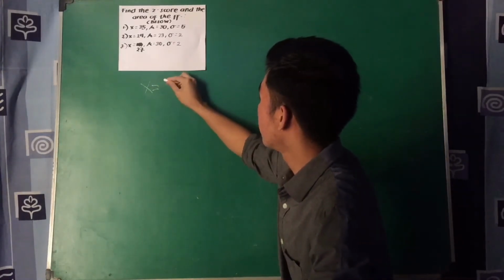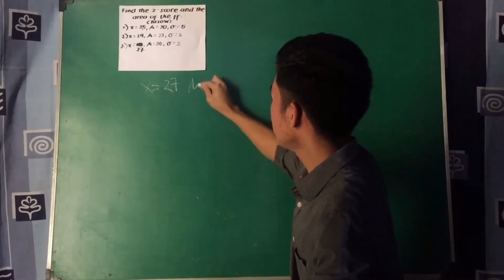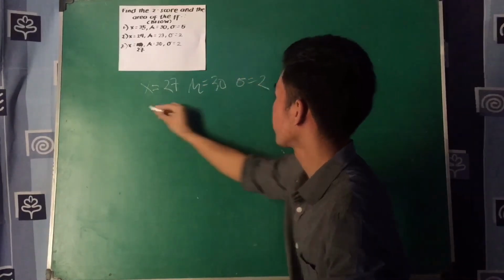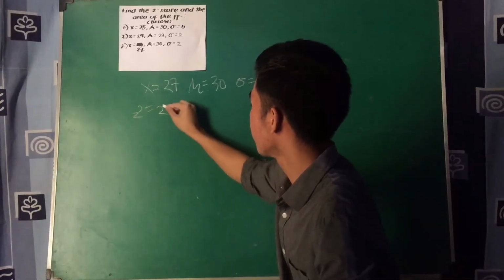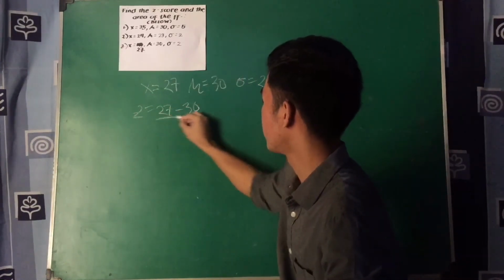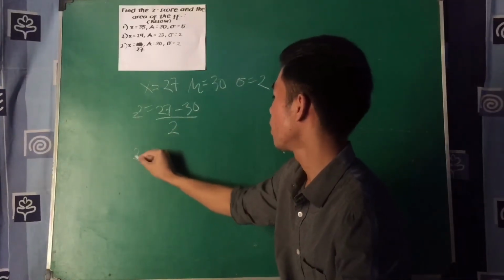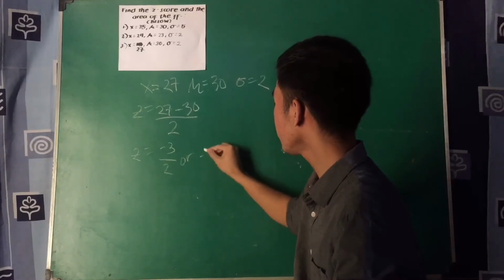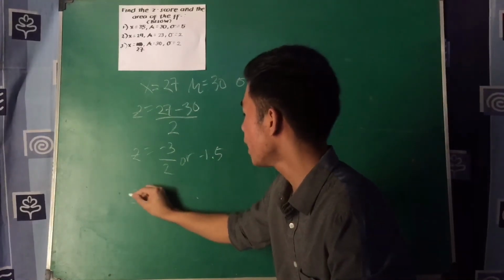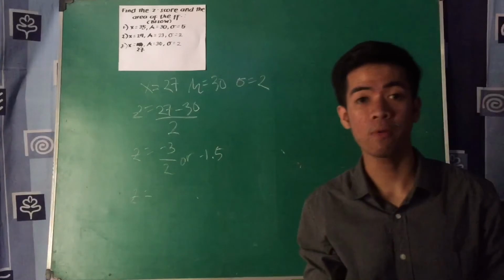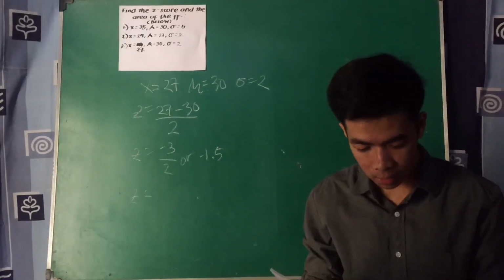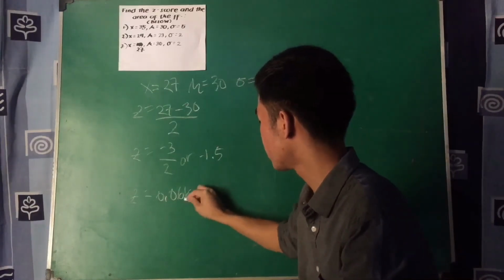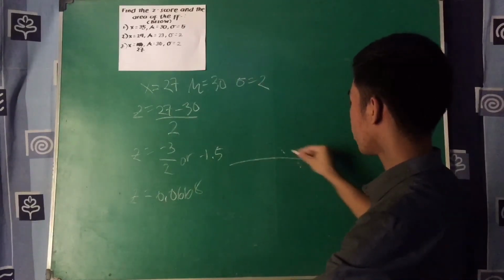X is equal to 27, mean is equal to 30, and the standard deviation is equal to 2. So Z is equal to 27 minus 30 over 2. Z is equal to negative 3 over 2 or negative 1.5. Again, you have to locate the equivalent value of negative 1.5 on your Z table. So negative 1.5 is equal to 0.0668. Draw a normal curve.